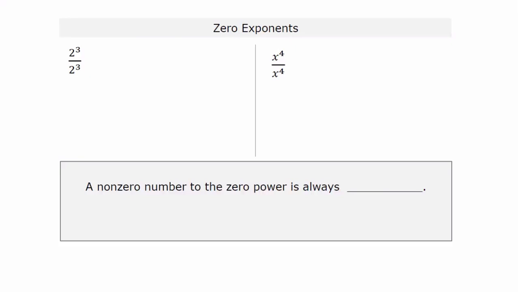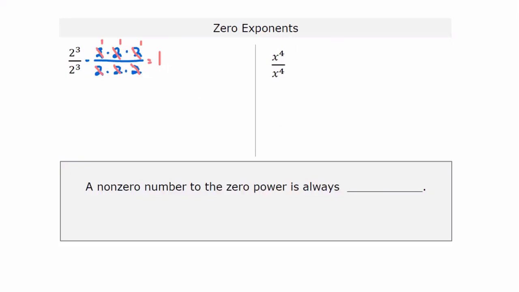Okay, so here we have 2 to the third power divided by 2 to the third power. So if I expand this, I get 2 times 2 times 2 divided by 2 times 2 times 2. Now we know that the rules for simplifying are, because I'm multiplying, I can say 2 divided by 2 is 1, 2 divided by 2 is 1, and 2 divided by 2 is 1. And so 1 times 1 times 1 is 1, right?